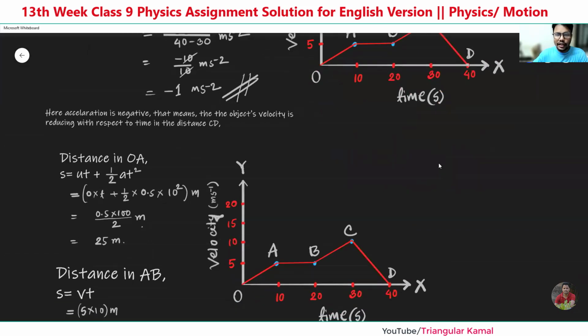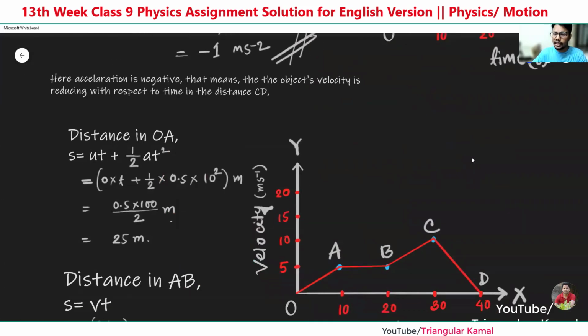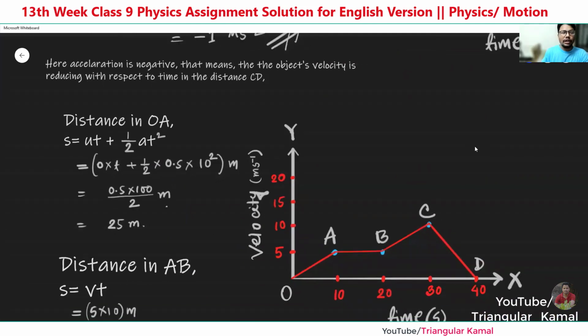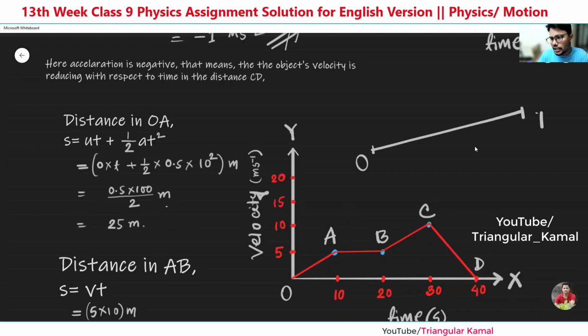So now, our first requirement, acceleration and deceleration, is done step by step. Now the next requirement of the question: find the total distance traveled by the particle from O to D.